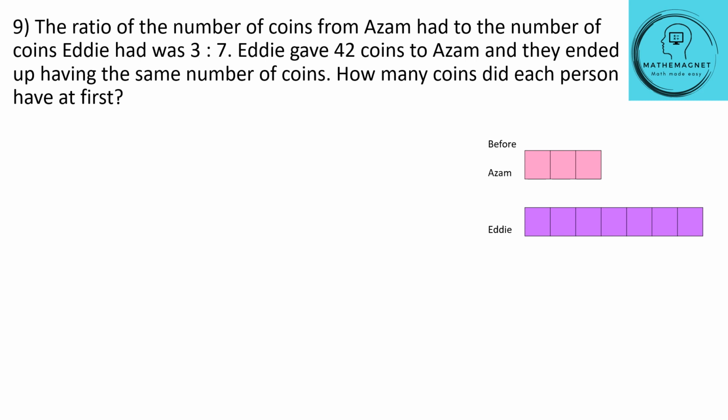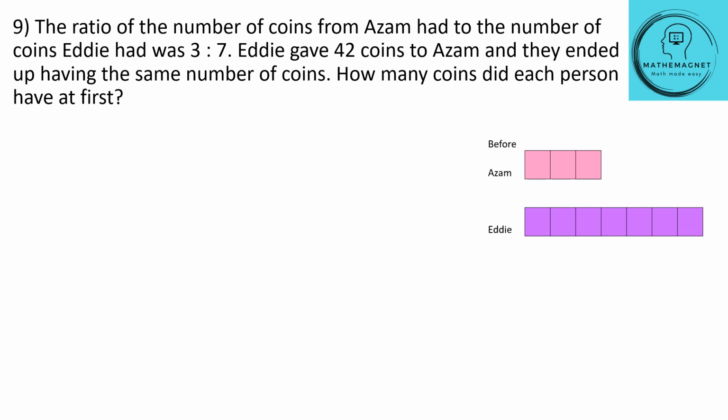Now from this, if we give some portion to Azam, both of them become equal. So which means he has 4 units left. Only if you give half of it to Azam will both of them get equal amount. So out of 4 units he has to give 2 units to Azam, which again means 2 units is equal to 42 coins. Okay, so let's proceed.